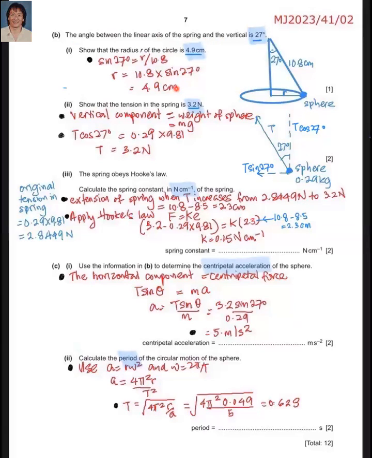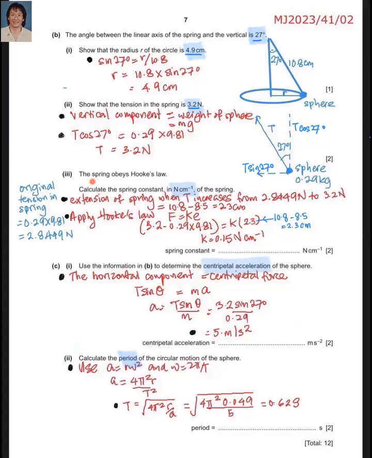Then in part 2 of B, show that the tension in the spring is 3.2 Newton. To show this, we have to know that the vertical component is equal to the weight of the sphere. This will carry 1 mark. Then T cos theta, the vertical component, equals the weight, which is 0.29 times 9.81. This will give you T equals 3.2 Newton.